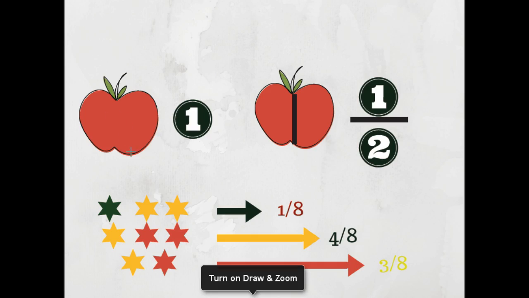This is one whole apple, represented as 1. Now I have this apple. This apple has been divided into 2. Now, I've divided it into 2 equal parts, and that is why my denominator is represented by 2, because it's the number of parts that the whole has been divided into. And this one will represent each portion of this apple.